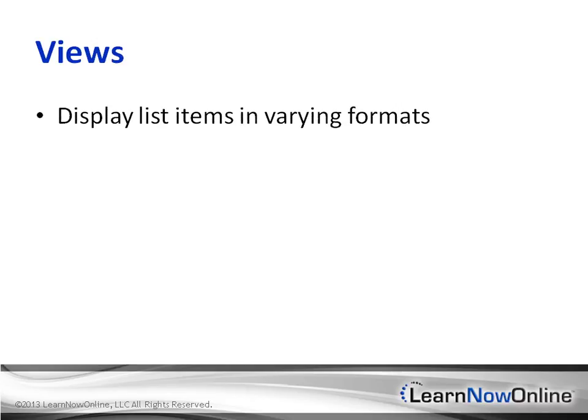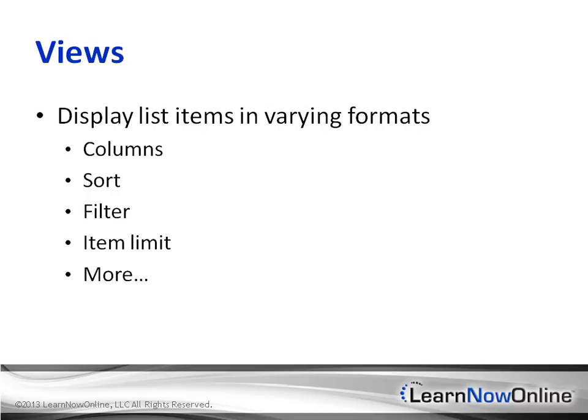One of the most powerful things about lists and libraries is the ability to define views on the data. And a view lets you display list items in varying formats. So you can specify the columns that you want to display in the view and the sort order, and specify different filters and an item limit, how many are going to appear on a page, and actually much, much more. Banding and different formatting, settings for mobile views, all kinds of good stuff.